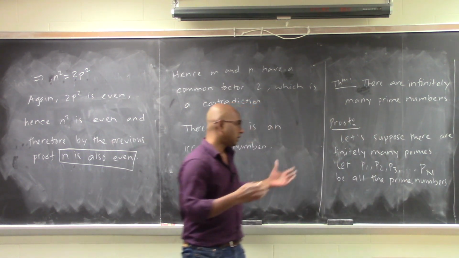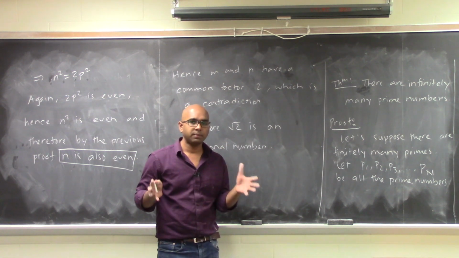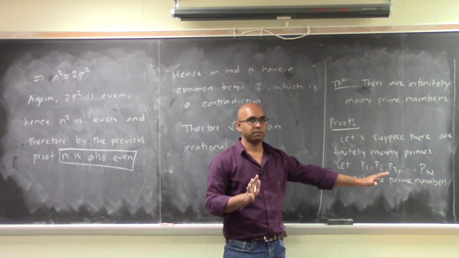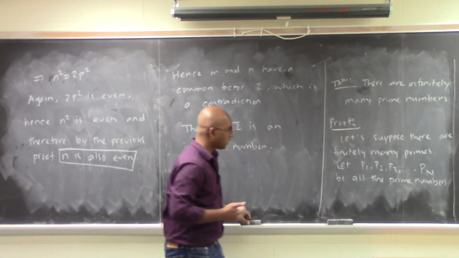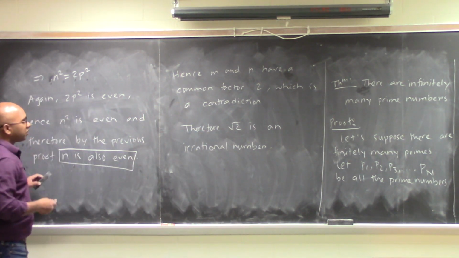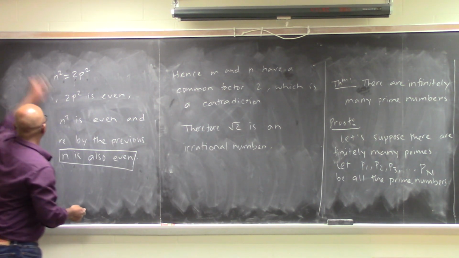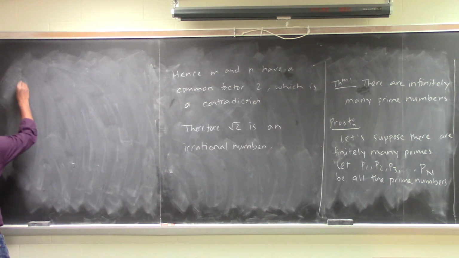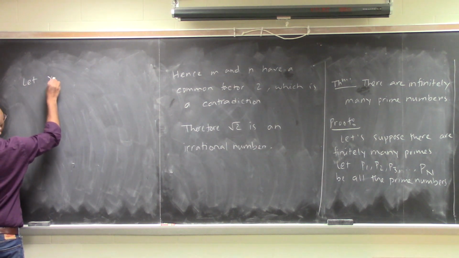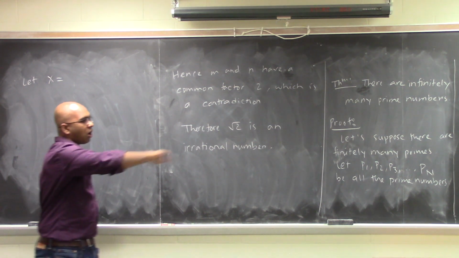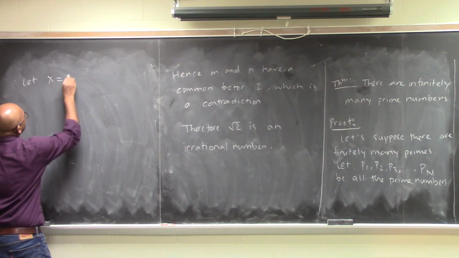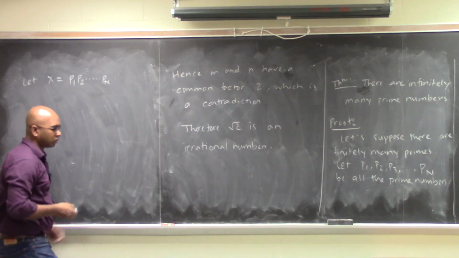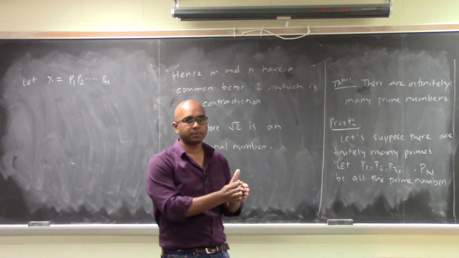Okay, since we are assuming there are just finitely many prime numbers, we can list all of them, right? p sub n is the last prime number, that's the nth prime number. Good. But now we are going to create a new number out of them. And this is how it is done. Let x be this number. We'll multiply all of them: p1 times p2 up to pn. We have multiplied all those prime numbers.